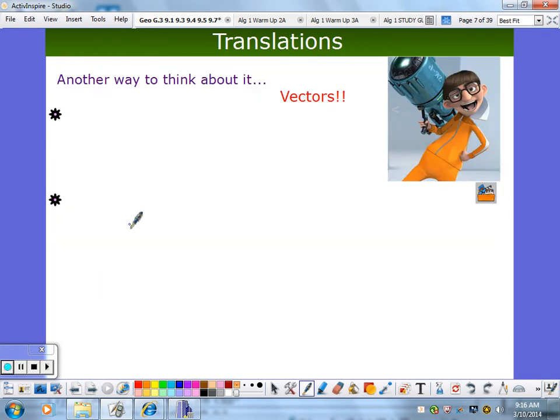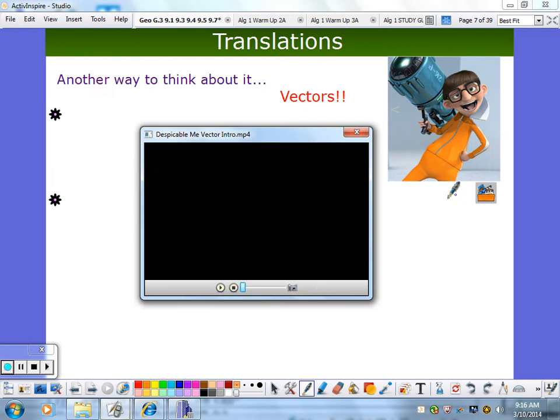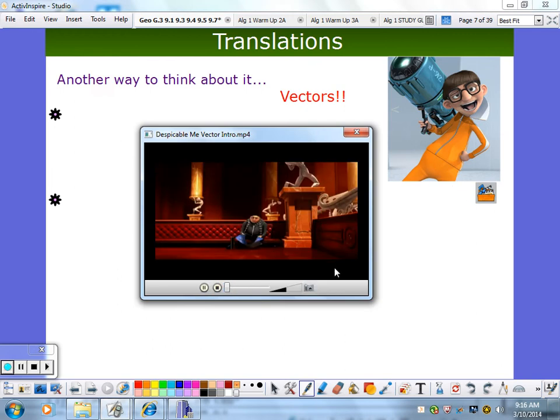Okay, another way to think about these things, vectors. I get to be the person to introduce vectors to you, though I mean that. Did anybody see that movie a few years ago, this guy? I have to say, when I saw this movie, I was like, you got a movie with a character named Vector?